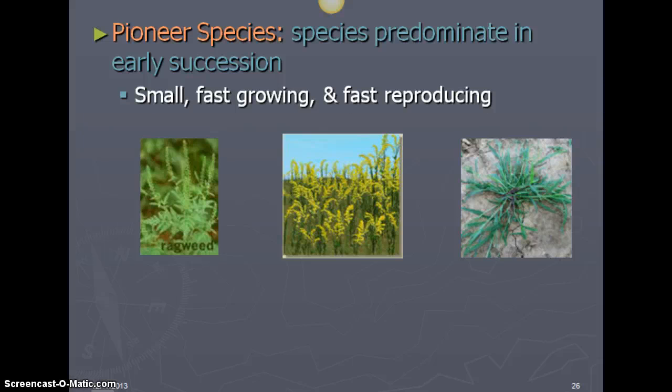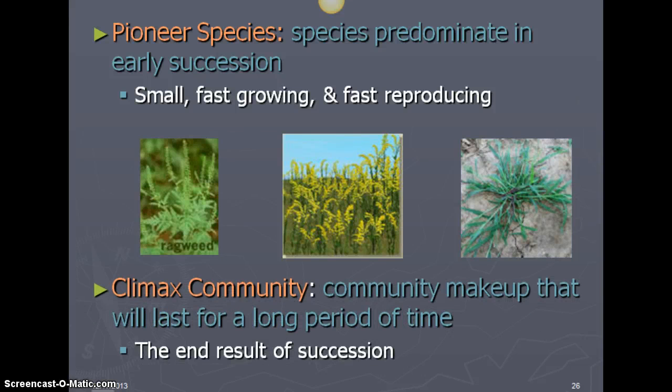Pioneer species, these are the species that show up early in succession. These are small, fast growing, and they reproduce quickly. And then a climax community is a community that will last for a long period of time. This is kind of your end result of succession. That's the end of chapter 20, section 2.